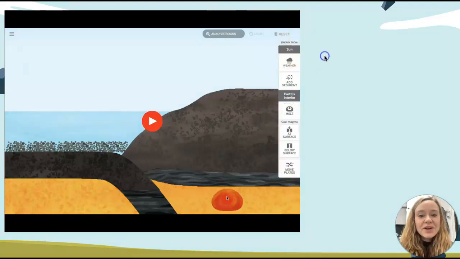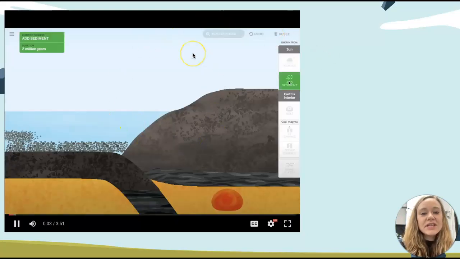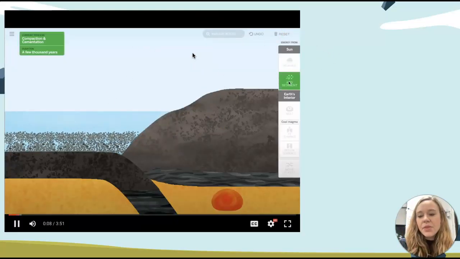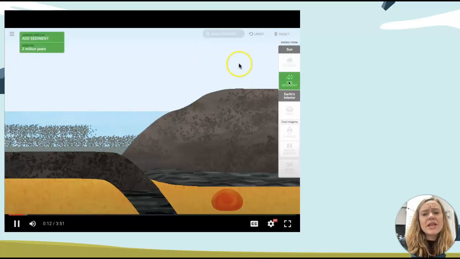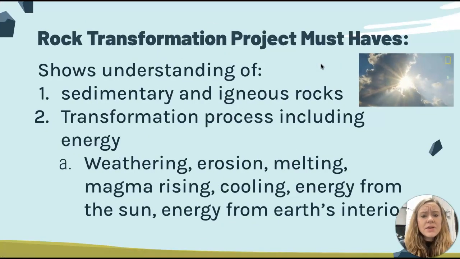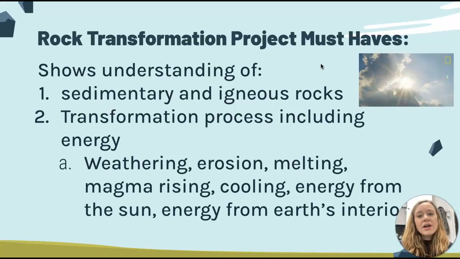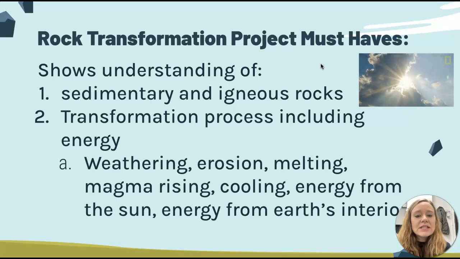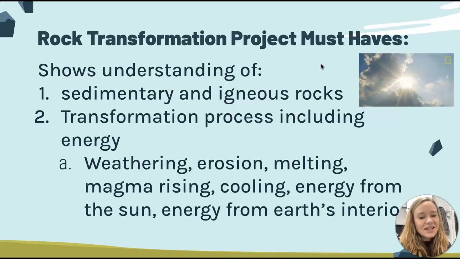In your presentations, I'm going to be looking for understanding of all of these concepts. Not just you being able to put them on a piece of paper, but to really show that you understand them and explain them. I want you to show your understanding of sedimentary rocks and igneous rocks. What are they? What rock materials make them up? What can we learn from them? And then the transformation processes, including energy, so that means weathering, erosion, melting, magma rising, cooling, energy, and all of those things.